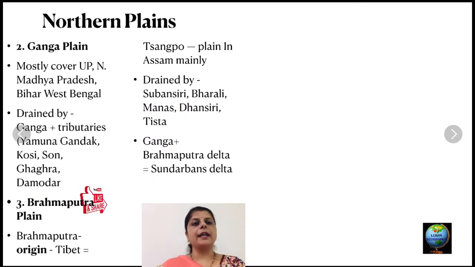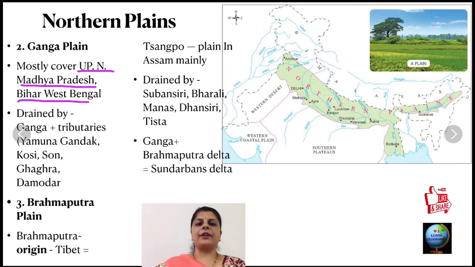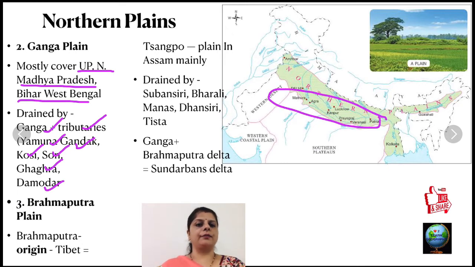Second division of the northern plain is the Ganga plain, and it mostly covers UP, then northern Madhya Pradesh, Bihar and West Bengal. These plains are mostly drained by Ganga and its tributaries like Yamuna, Gandak, Kosi, Son, Ghaggar and Damodar River.